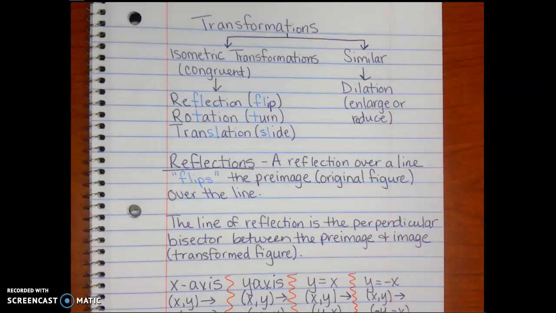Okay, so we're going to study transformations. We have isometric transformations, which are congruent. That means they are equal to one another. They're the same size and the same shape. And we have three of those.